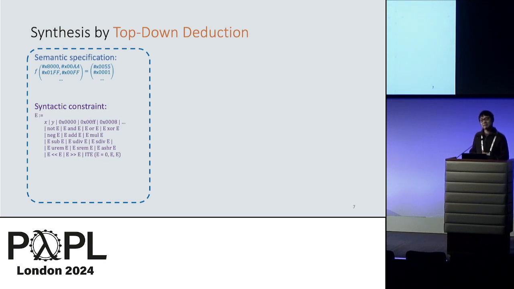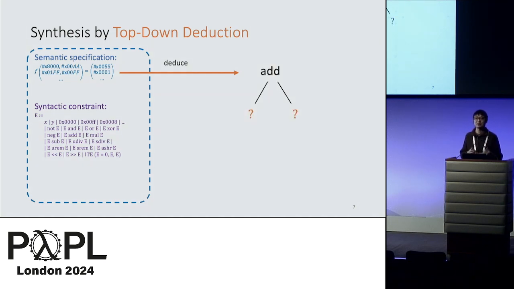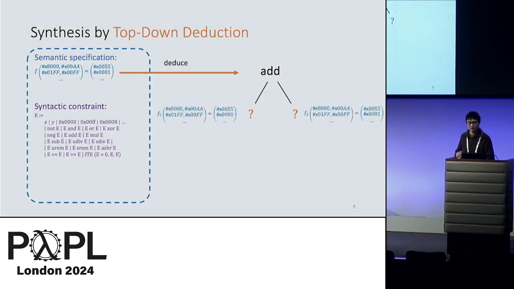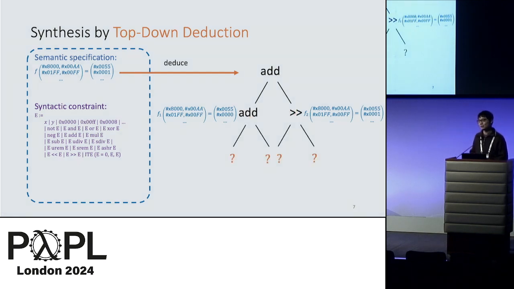And another big idea is top-down deduction. You take the semantic specification and ask the question, what can be the top level operator? Okay, if you pick one operator, for example, you want to have an add, then the question is what can be the left operand, what can be the right operand? And you can split the specification into two sub-specifications, right? And the two subtasks can be divided and conquered, and you can keep doing the splitting downward.